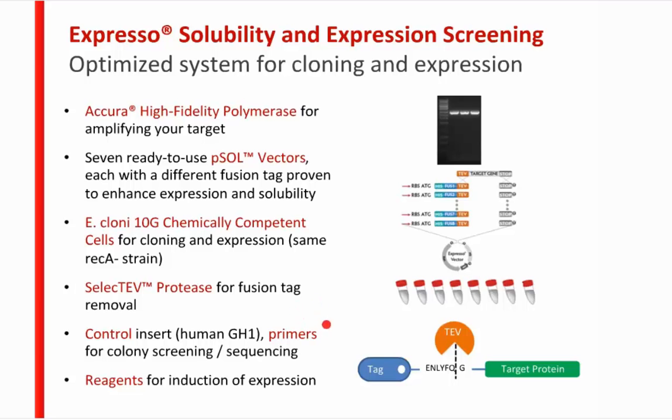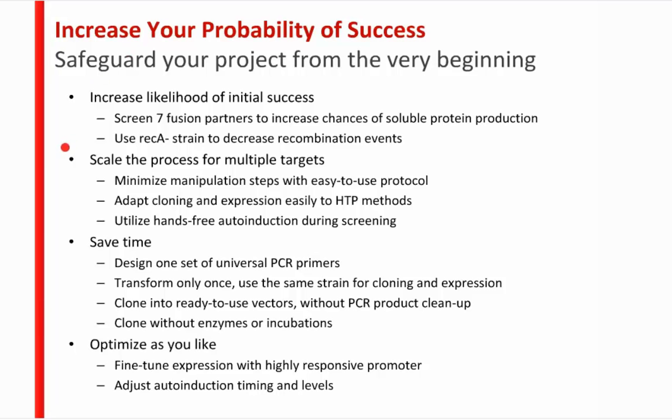And that also includes a control insert to make sure everything from cloning through protein expression and tag cleavage is working according to the way it should. Primers for colony screening and for sequencing your insert, and then reagents for induction of protein expression. So let's look at how you can increase your probability of successful recombinant protein expression using this system.